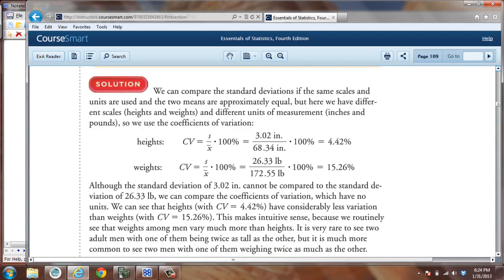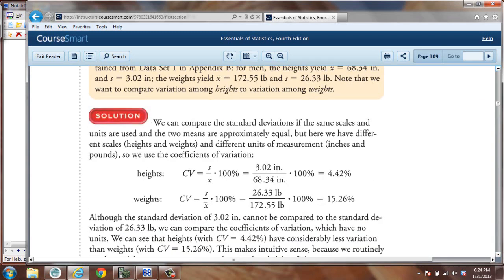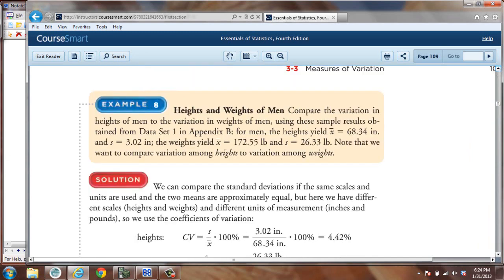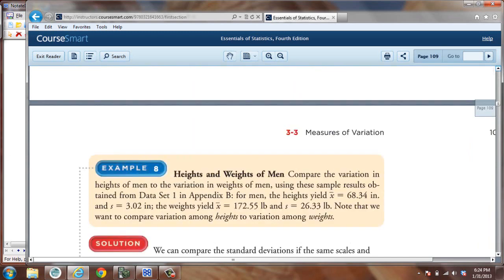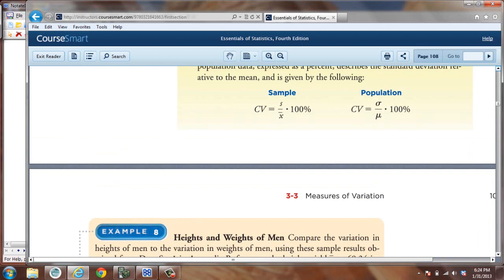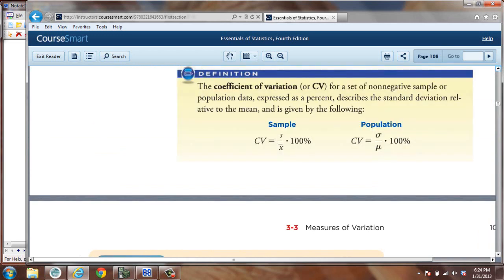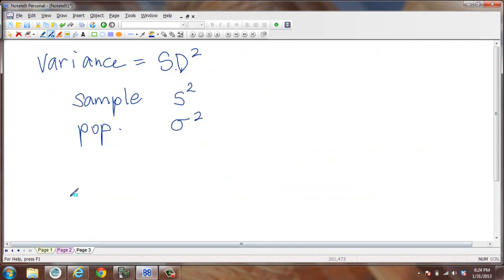There's no way to calculate the coefficient of variation on your calculator, at least not that I know of. You just have to do it by hand. And if you need to calculate it, you can just use this formula: the standard deviation divided by the mean times 100%. Okay.